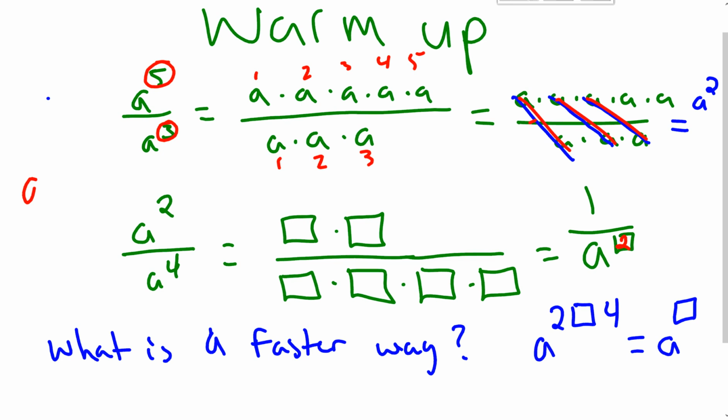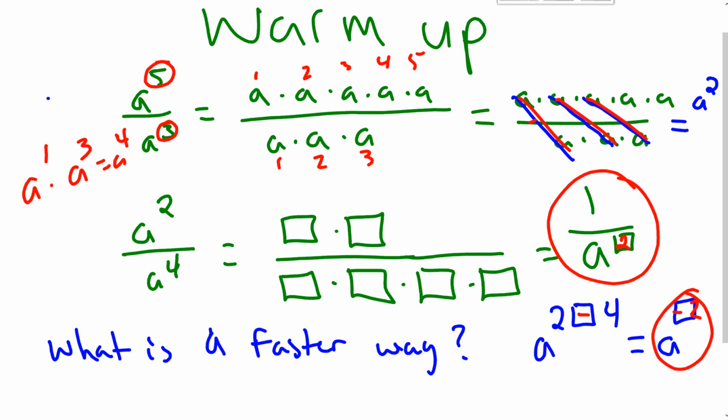When we multiply by the same base, we add exponents, right? So what happens when we divide by the same base? You can think about that. Well, that is really subtraction. So we get a to the negative 2. Well, a to the negative 2 is also the same thing as 1 over a to the positive 2. And that's what we're going to learn about today.